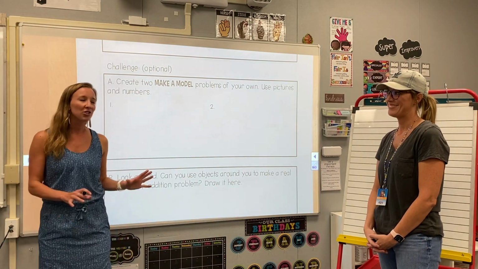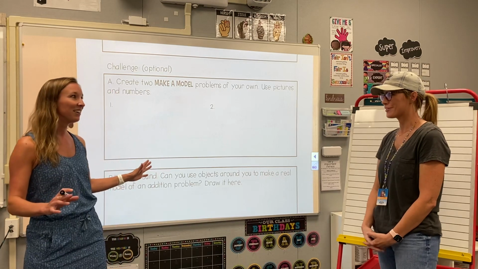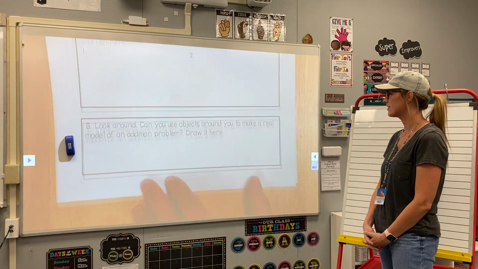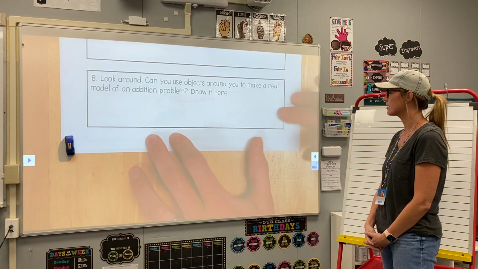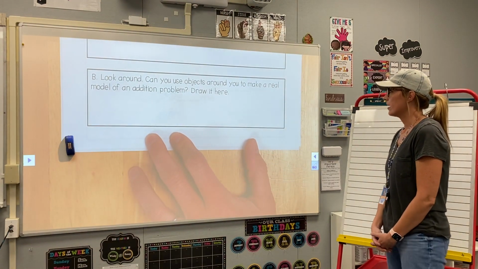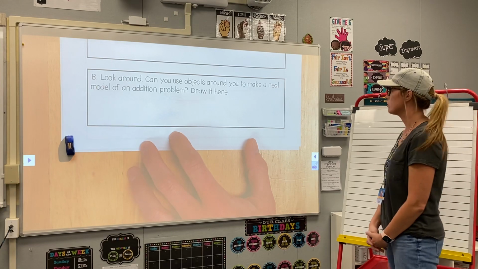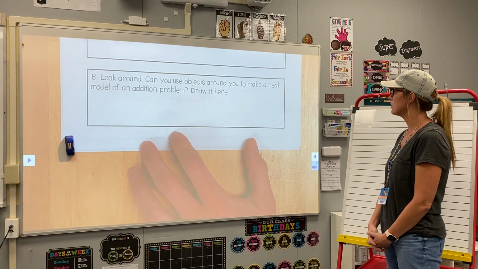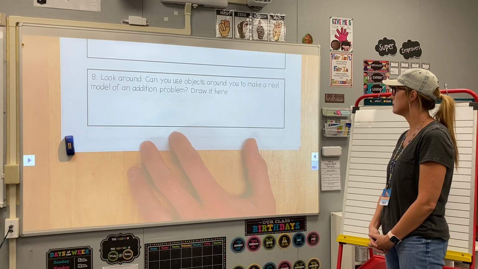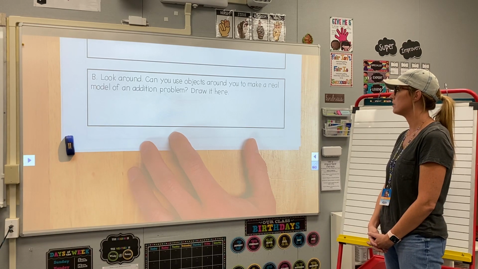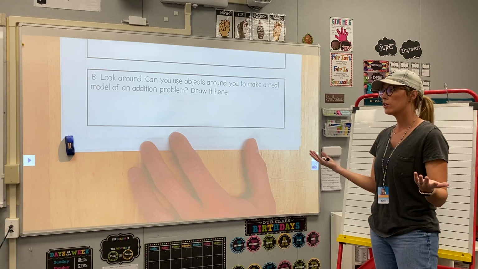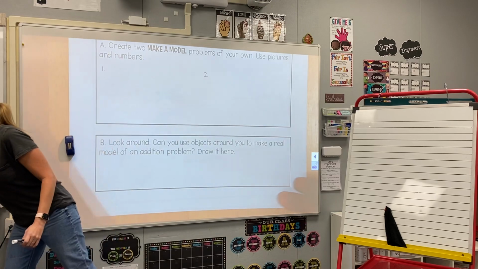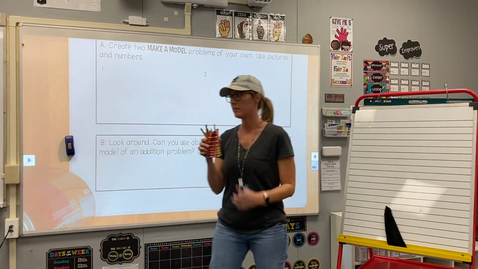Now, are you a star student or are you a superstar student? Superstar. Okay. Superstar students are even going to do the problem down at the bottom. Mrs. Grant, what do you think you need to do here? Okay, I'm gonna look around the classroom or my bedroom or my kitchen. And I'm gonna see if I have objects around me to make a real model of an addition problem. So could I use, what about these pens? Could I use these pens and do an addition problem?